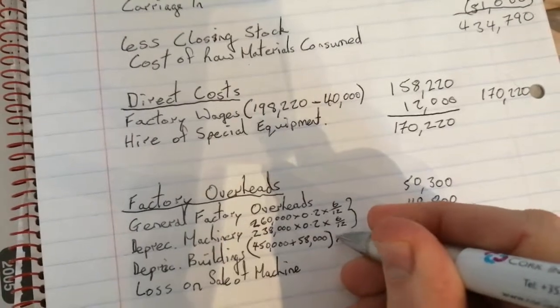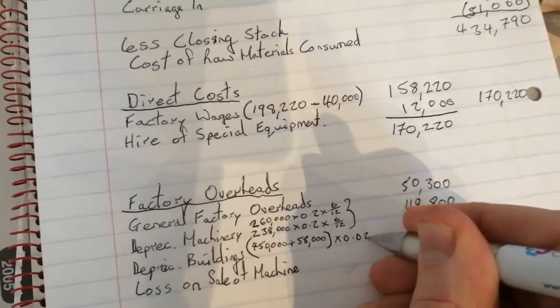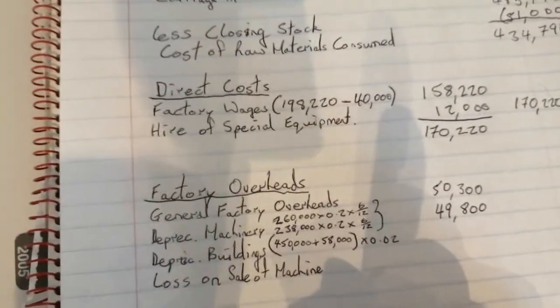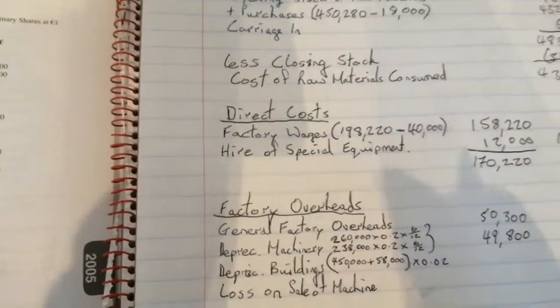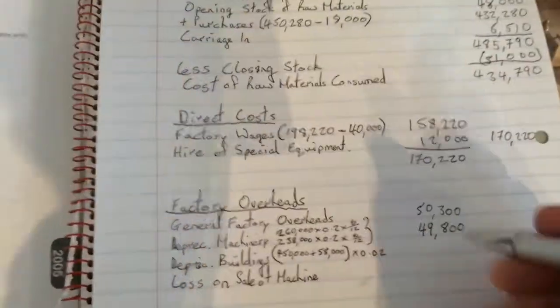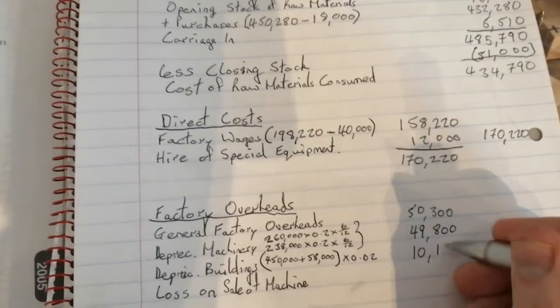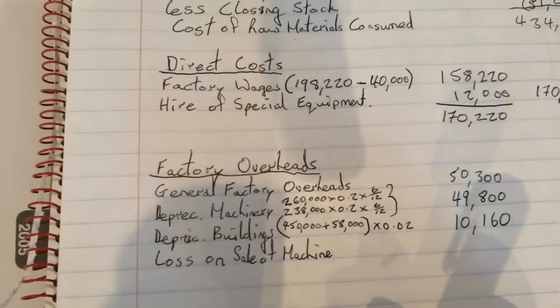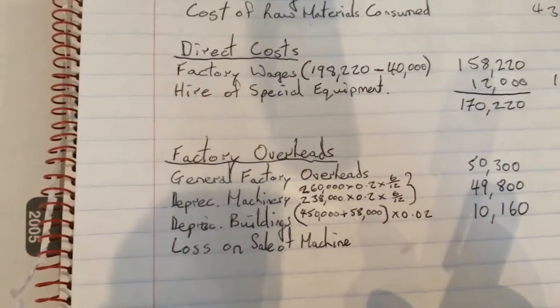So all of that, and we get 2% of it, isn't it? 0.02. Okay, and all of that comes to, hold on now, I have it written somewhere here, 10,160. That's the depreciation of buildings. I think that's straightforward enough.